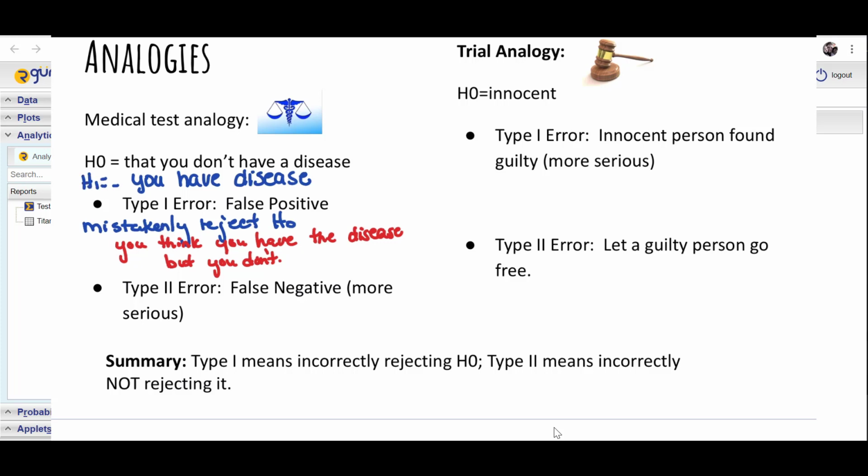All right. So check out a type 2 error. A type 2 error is when you fail to reject the null. If you fail to reject the null, you can't prove H1. So if you fail to reject the null, you don't cross the null off. That means you have to cross H1 off. So if you fail to reject the null, then that means you believe you don't have the disease.